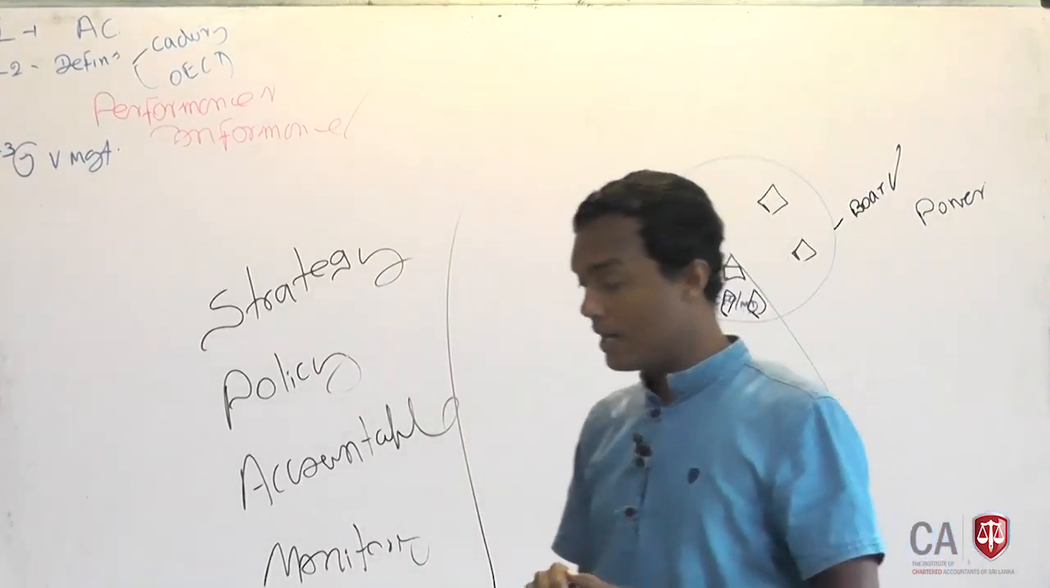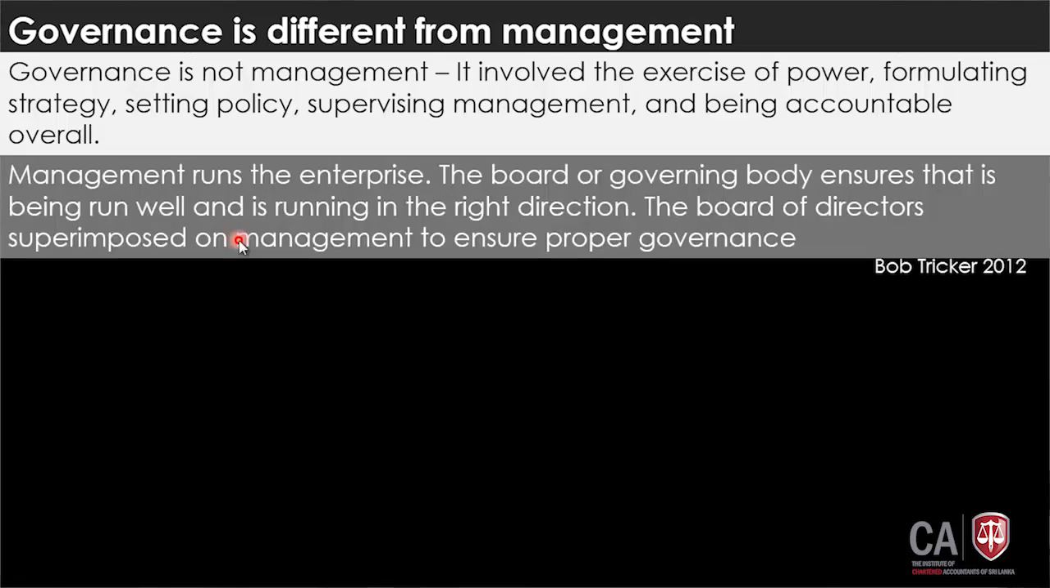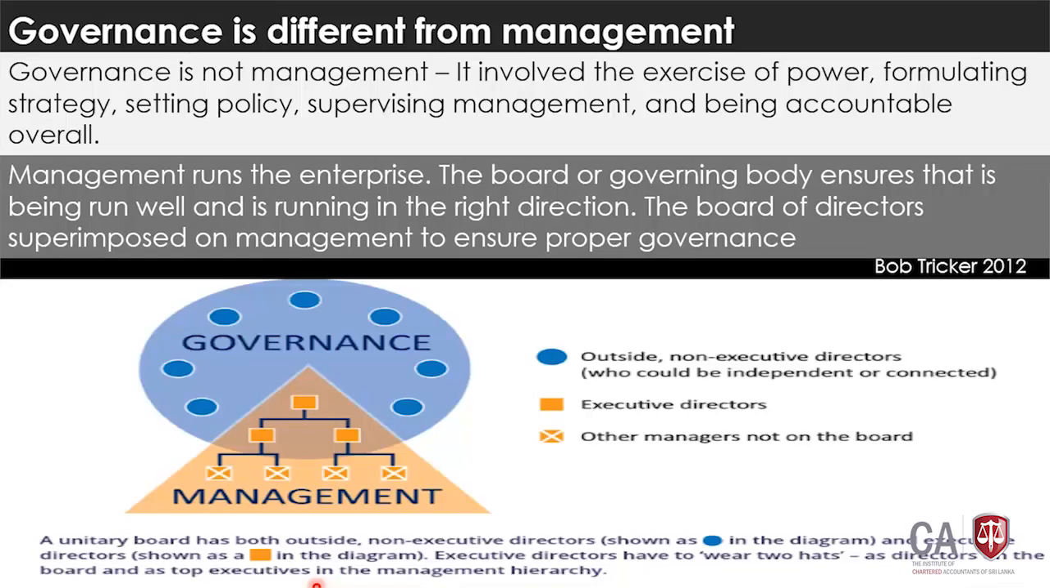So therefore, this helps you to explain the difference between governance and management. Having explained that, I want you to now look at the slide carefully, the definition. If you missed out anything, you can write down now. Right? Governance is not management. It is about, see all the words that I mentioned, exercising power, formulating strategy, setting policy, supervising and being accountable. Management is running the business, right? The board is the governing body, and that board ensures that it is being well run, right, in the right direction. The board of directors, see, this is the analogy that I explained to you from Bob Tricker, right?